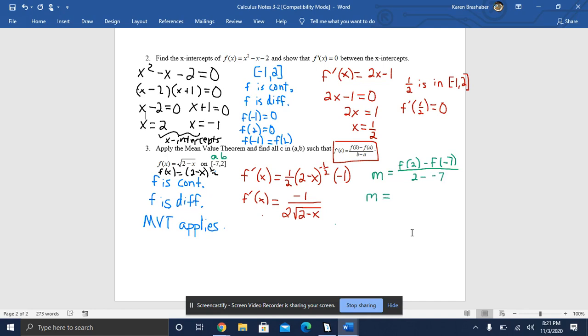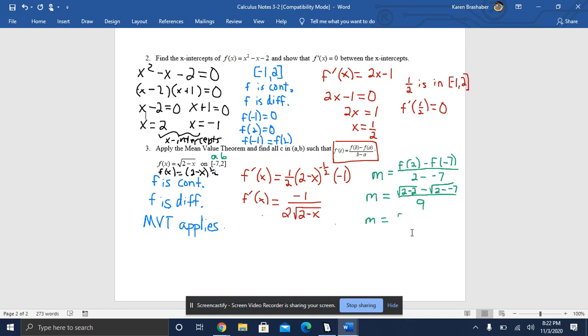All right, so I'm going to have to do a little math here. F of 2, I'm just going to go ahead and do the math right in here. Plug in 2 for my x, so 2 minus 2 inside the square root. And then f of negative 7, so that would be 2 minus negative 7 inside the square root, over 2 minus negative 7, which would be 9. So my slope would be the square root of 0.